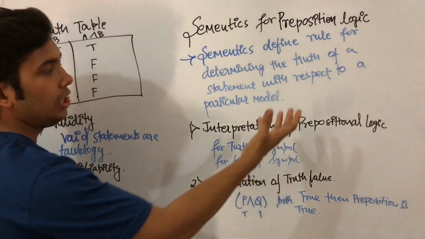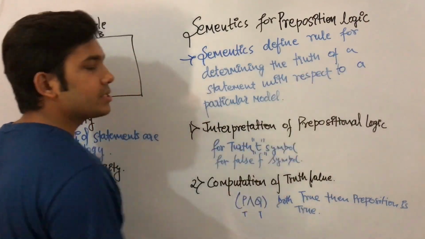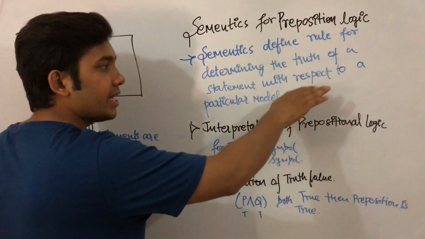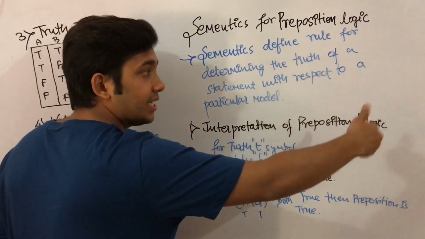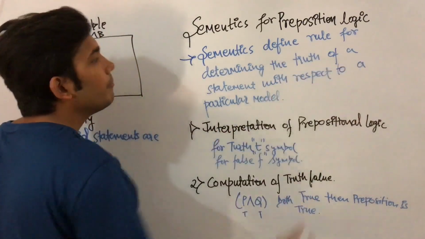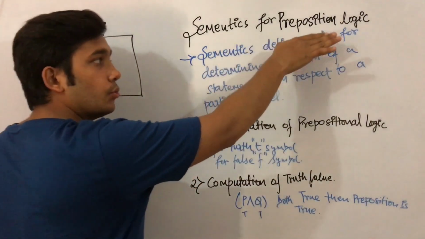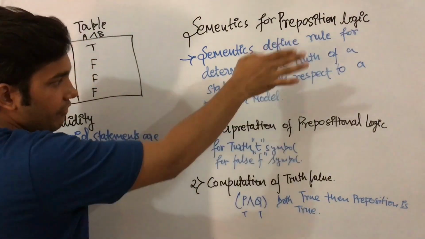Suppose we are taking a truth model, then every statement is going to be treated in a truth sense. Or suppose we are taking a negation model, then every statement should be converted to the negative statement, and then according to that model rules can be defined. So semantics define rules for determining the truth of a statement.